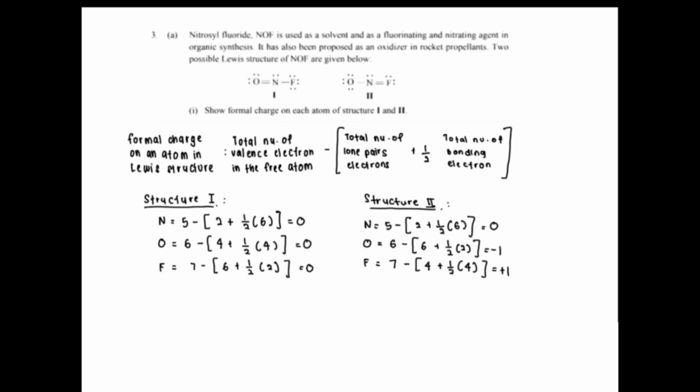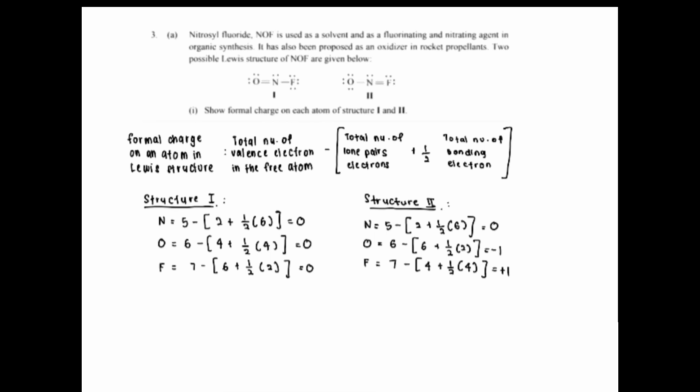For answering this kind of question, we need to state the formula of formal charge first. The formal charge of an atom in a Lewis structure is equal to the total number of valence electrons in the free atom, minus the total number of lone pair electrons, plus 1/2 the total number of bonding electrons. Next, we move to the question.